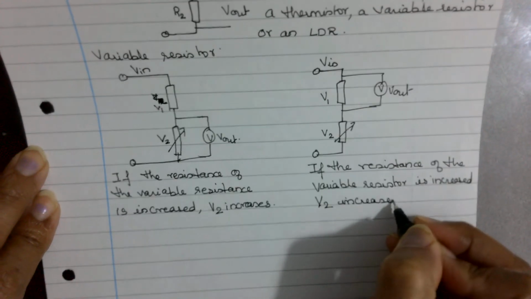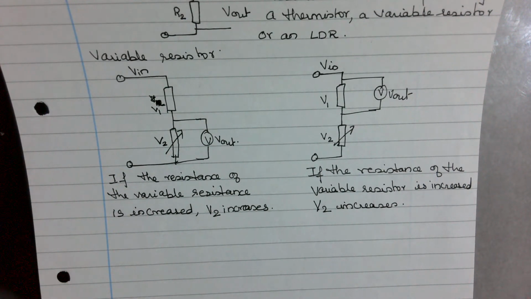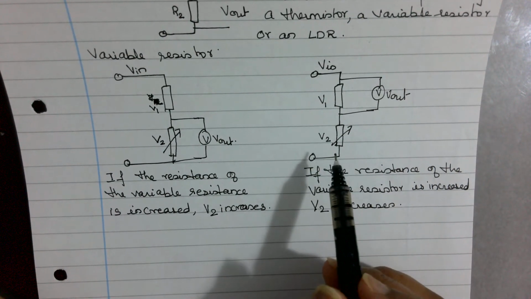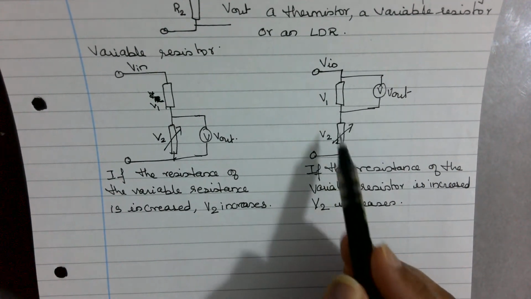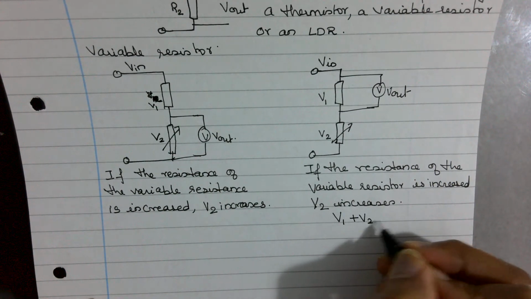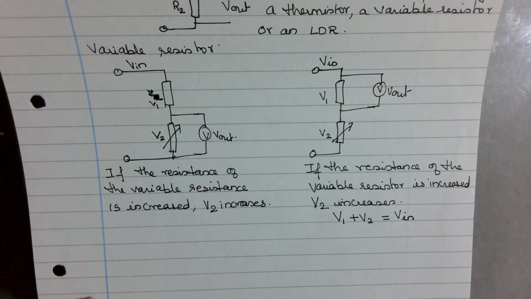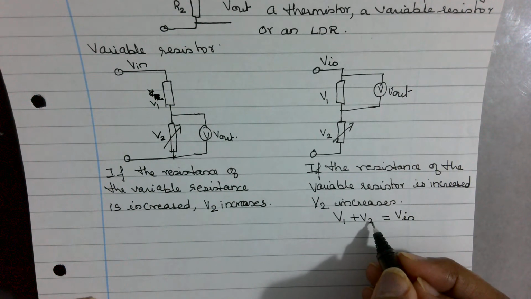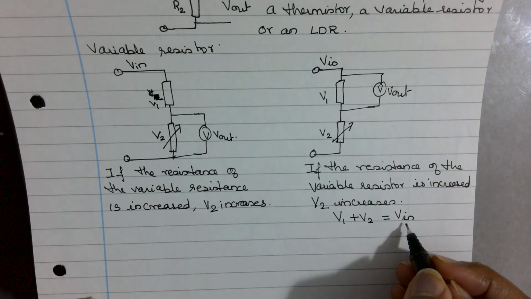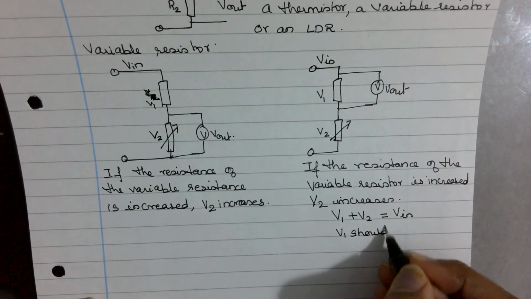But what you need to keep in mind is, now V2 is not your output anymore. Your output is V1. So if they ask you what happens to the output, what you need to keep in mind is that this is a series circuit. So V1 plus V2 should be giving you the total input because the voltage is shared. Now V2 increases, V1 is not changing. So what does that tell you? That means V1 should decrease.